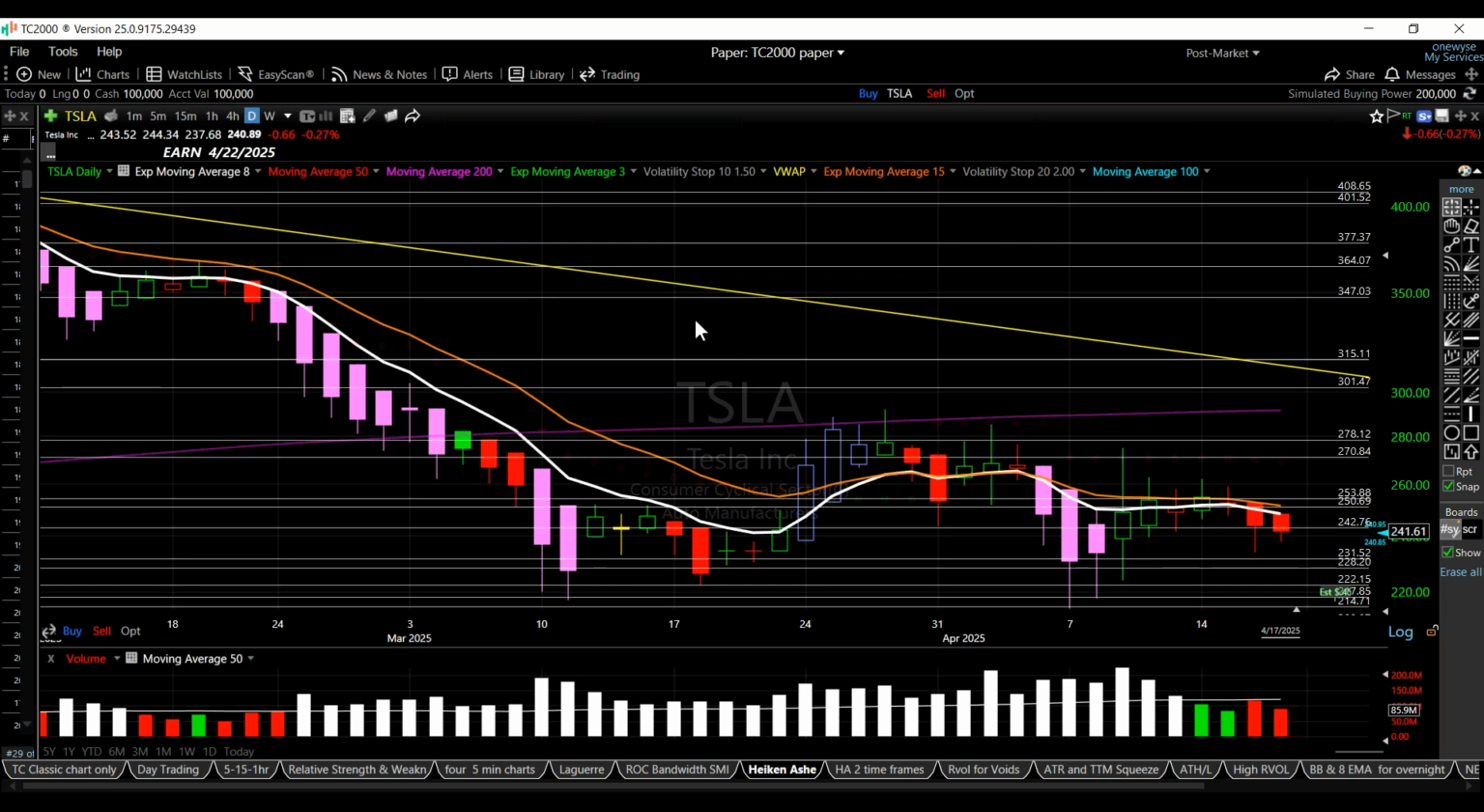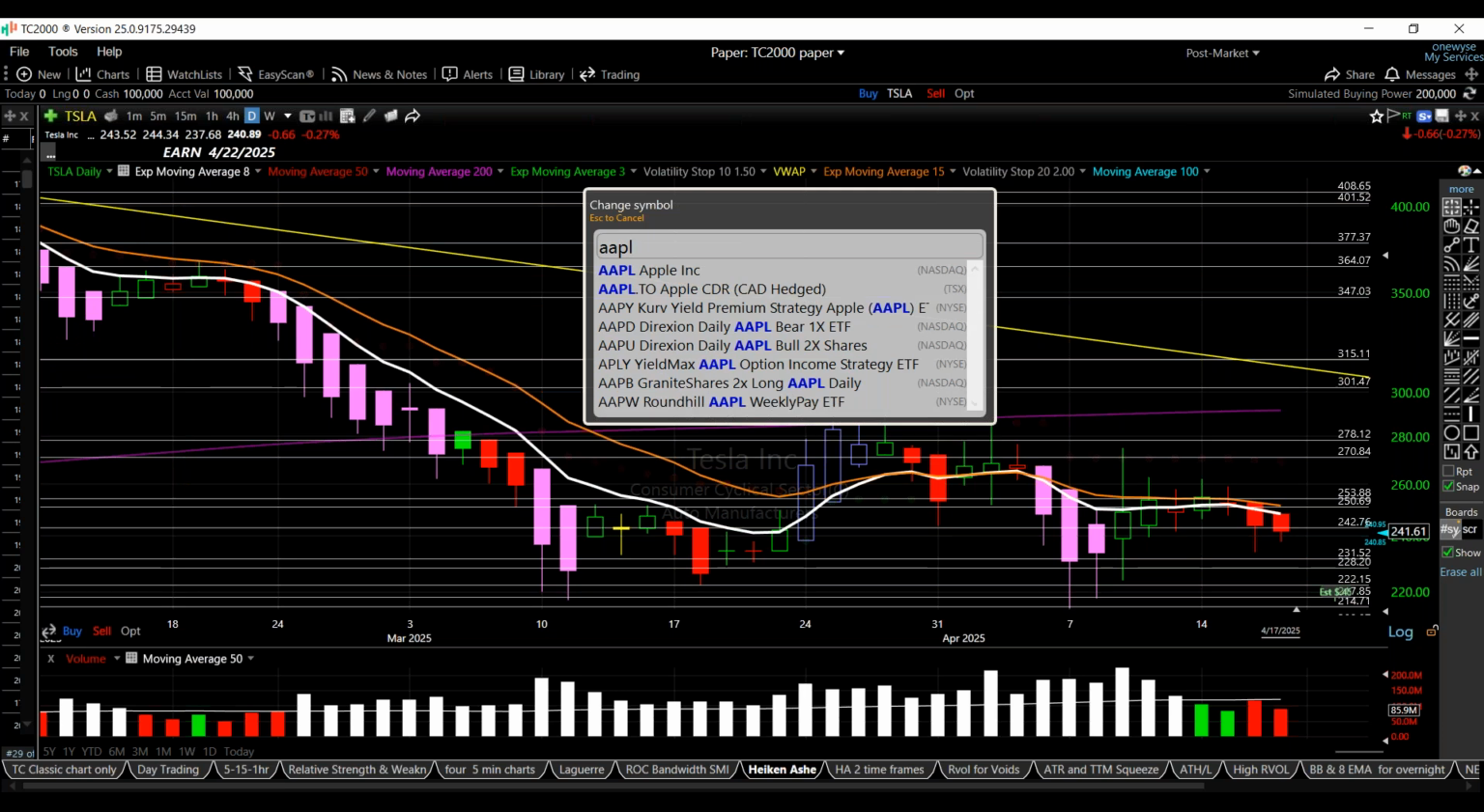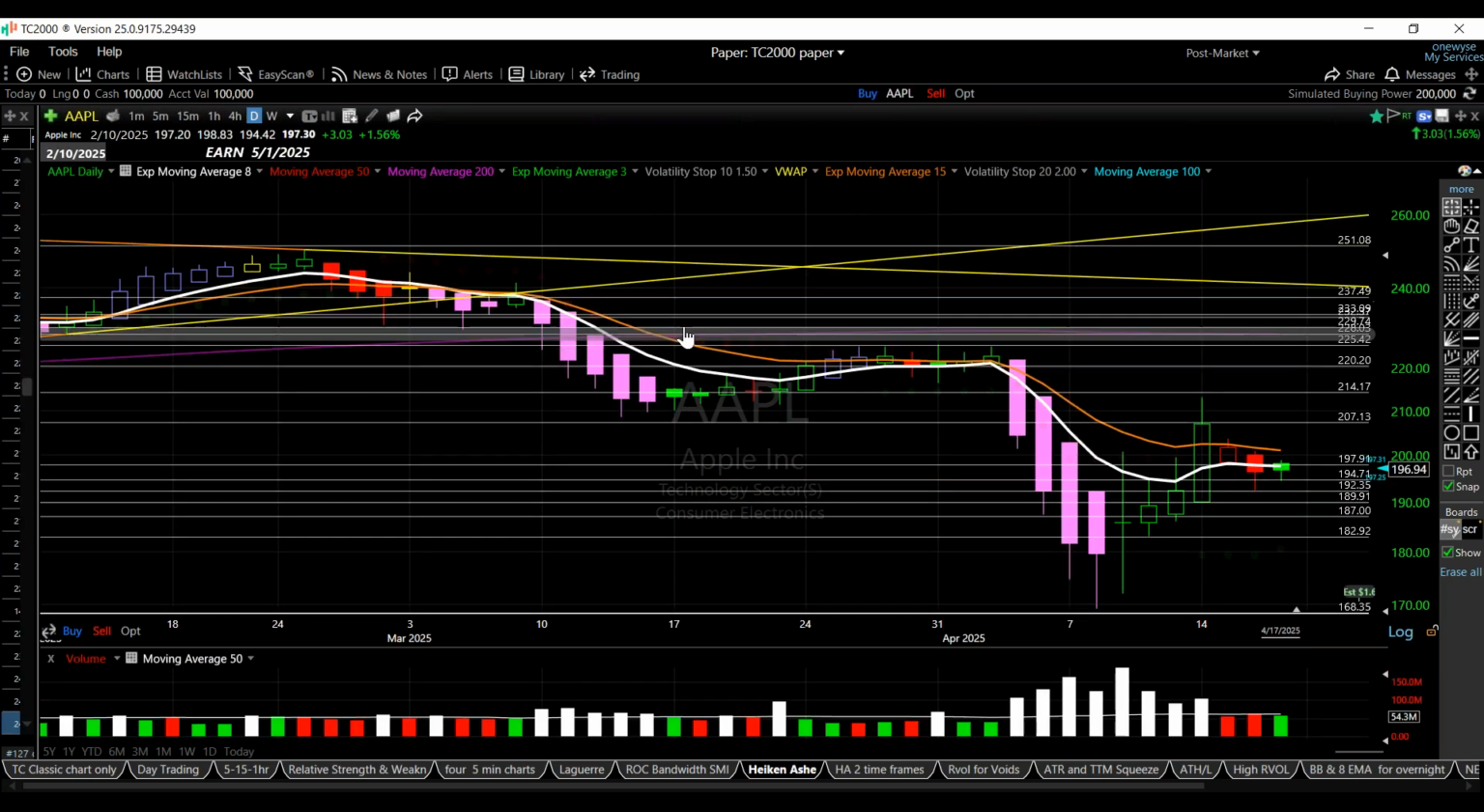Okay, so let me just look at some other ones here that people may be interested in. Anybody has any stocks they'd like me to look at? Just type in the symbol.